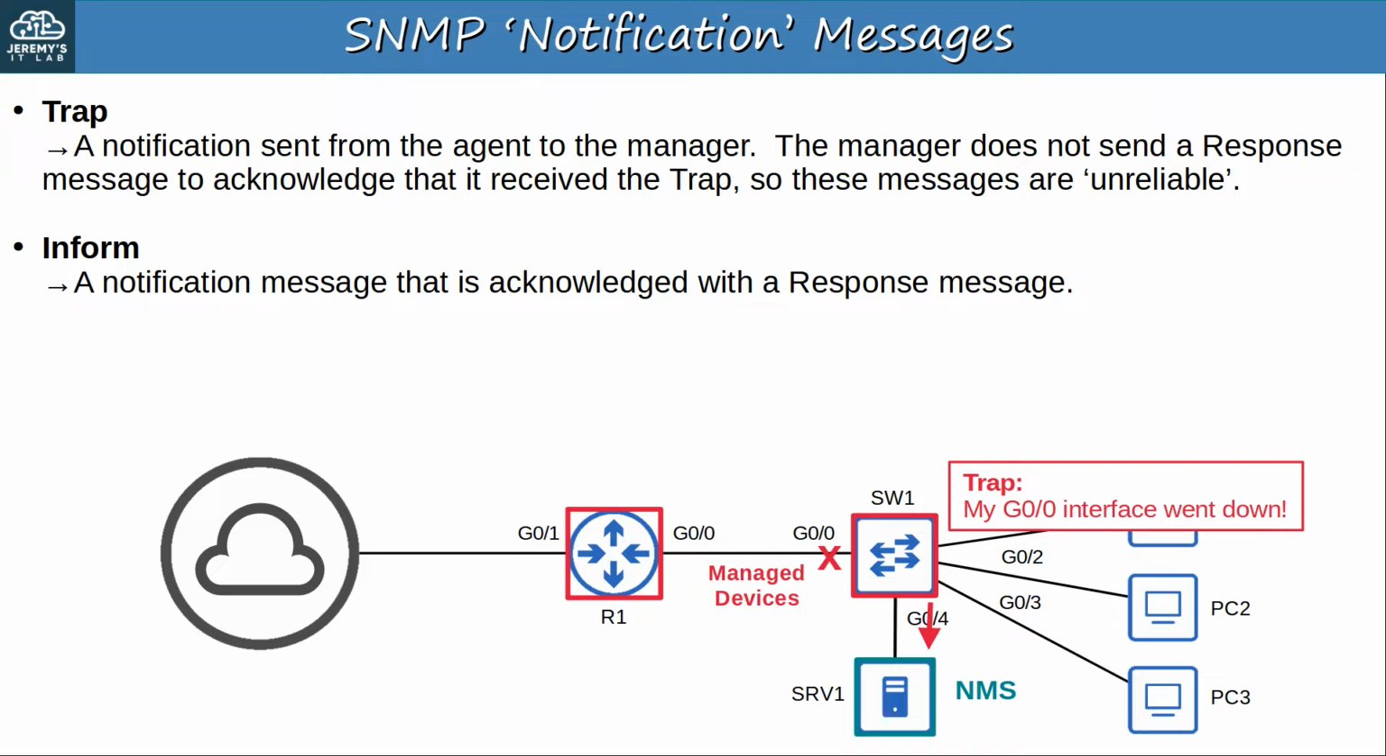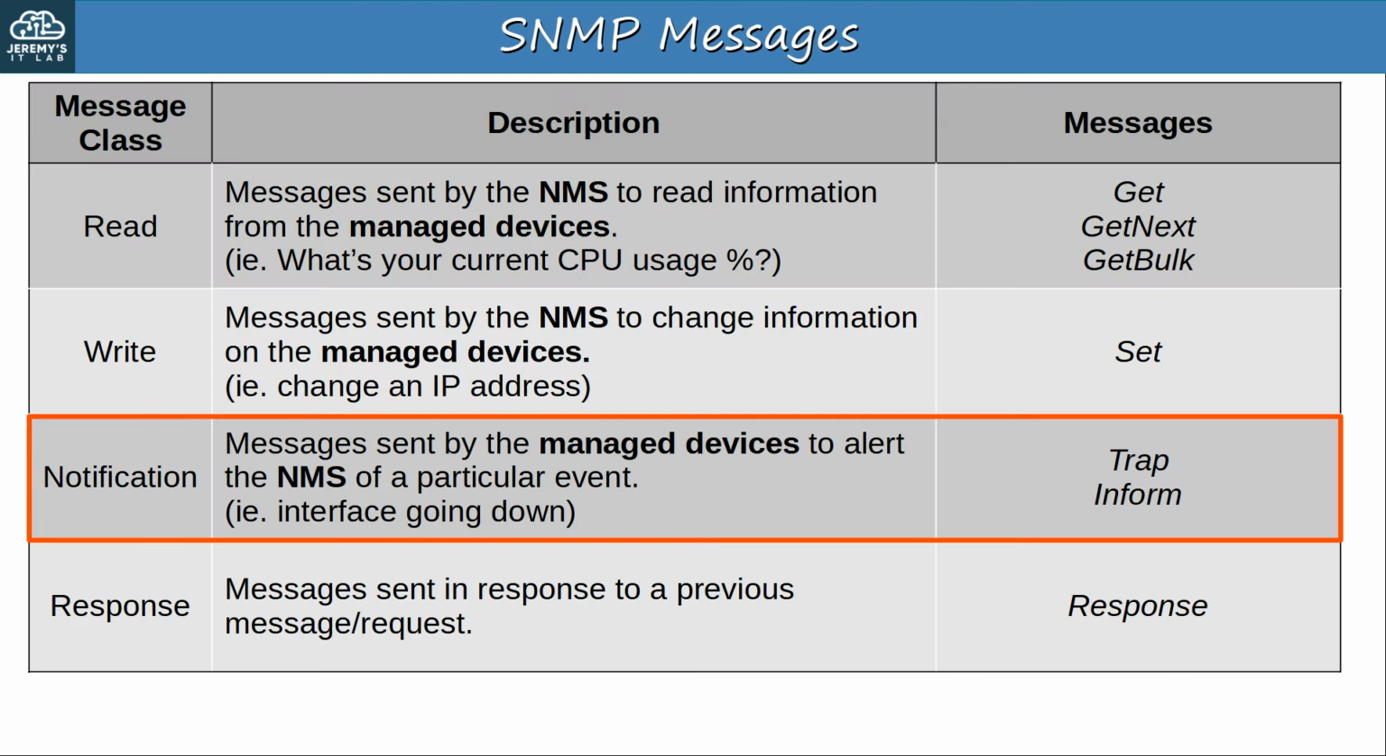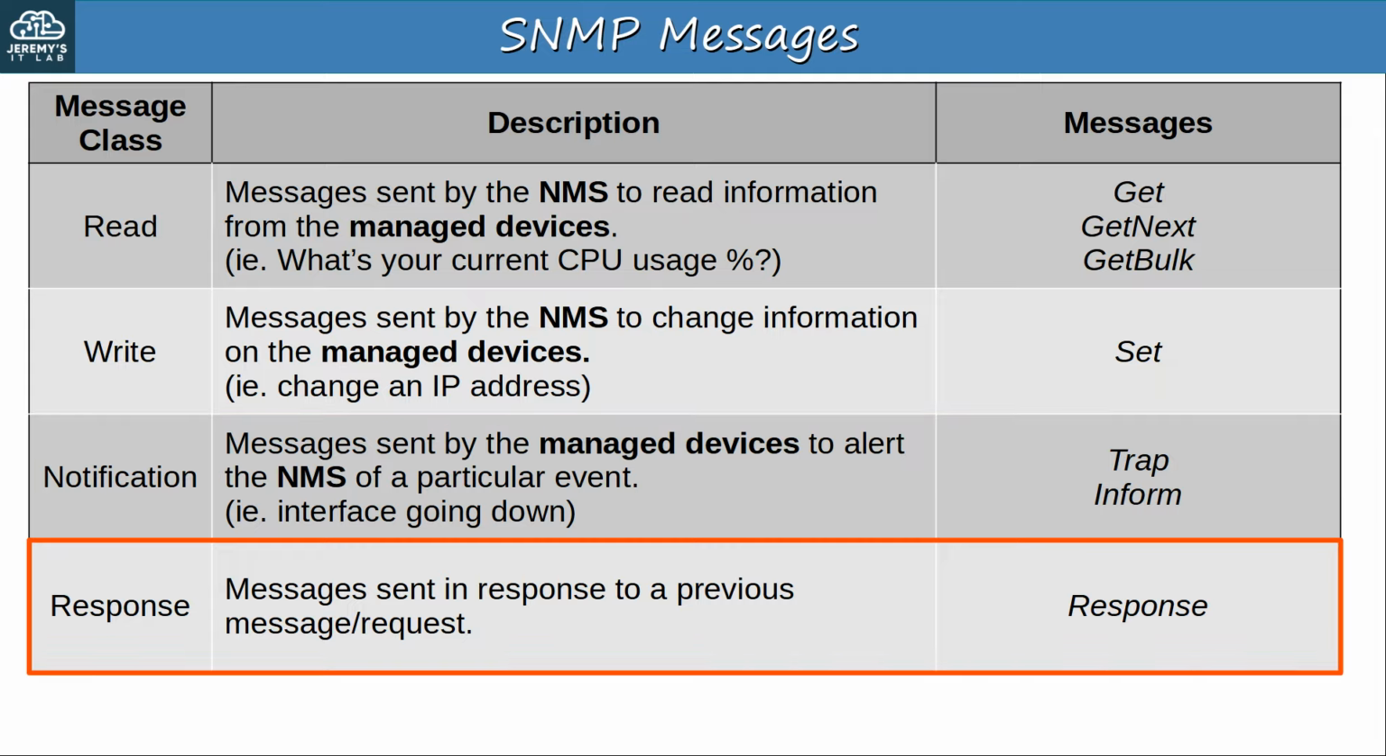If switch 1 sends an inform, server 1 will send a response to tell switch 1 that the inform was received. This message type was originally used for communications between managers, for networks with multiple SNMP managers. However, later updates to the protocol allow agents to send inform messages to managers too. So those are the SNMP trap and inform messages. Finally, the response message class, with just one message, response.